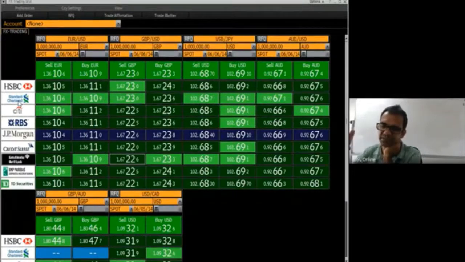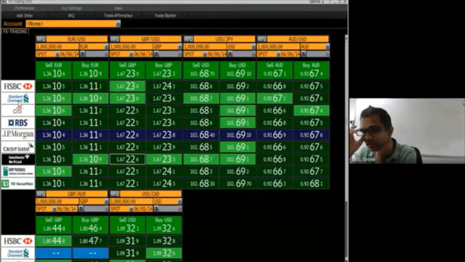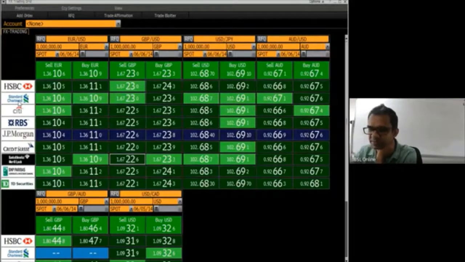The system will pick the party, and there may be an algorithm in the system, maybe based on the timing of the price quotation and things like that. So it will give priority. If you click on this cell, it will execute against HSBC or Standard Chartered. You don't mind, that's why you click on this cell, because both are eligible parties for you.